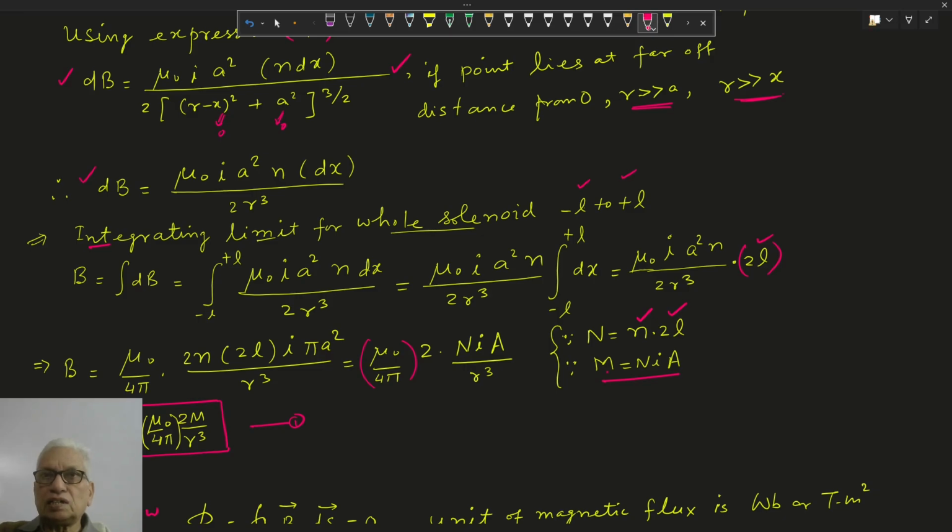ये बाहर आ गया, लिमिट माइनस एल टू प्लस एल, dx का इंटीग्रेशन x, लोअर लिमिट माइनस एल, अपर लिमिट L, so 2L. हमने स्मॉल n है नंबर ऑफ टर्न्स पर यूनिट लेंथ मल्टीप्लाइड बाय द लेंथ इज द टोटल नंबर ऑफ टर्न्स. तो के लिए हमने लिखा NIA इज m, कैपिटल M इज द डाइपोल मोमेंट. NIA की जगह हमने m लिख दिया. ये फॉर्मूला मैग्नेटिक फील्ड का हो गया फाइनली, μ0 upon 4π 2m upon r cube.